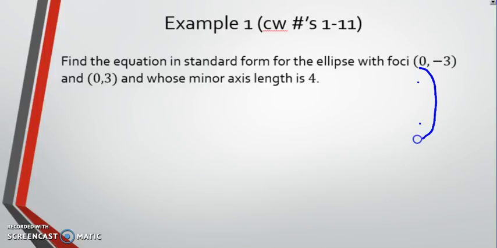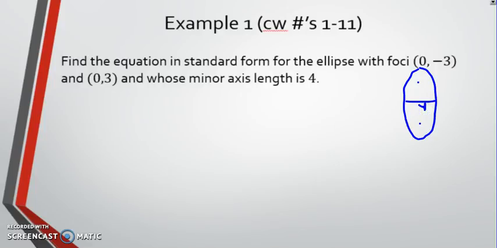So I know that I have to have an ellipse that's stretching up and down more, because the foci go in the same direction as the major axis length. The other thing that they're giving me is that the distance across the short way, the minor axis length, is a length of 4. So that's what we have to work with at this point.